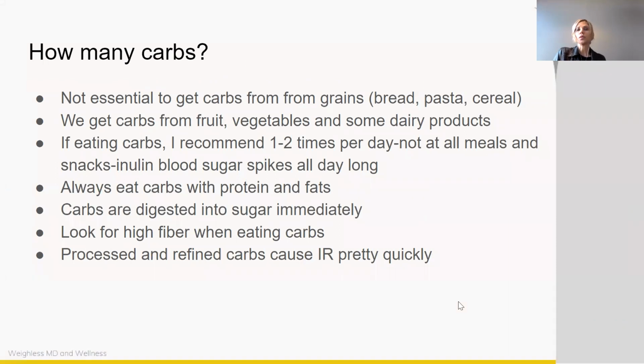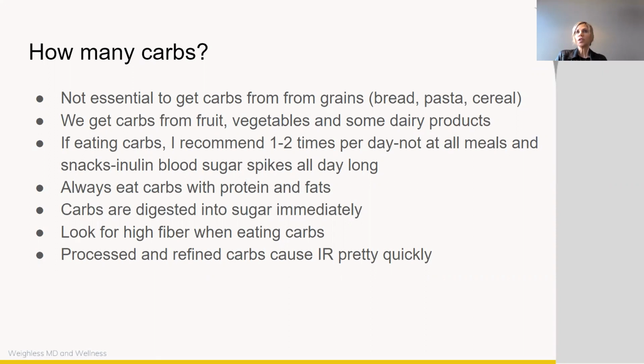So most people will first want to know, how much should I eat? How many grams of carbohydrates should I consume? While everyone is so completely different, I think it's important to understand that carbohydrates from pasta, bread, cereal, etc., are not essential. We actually could live our entire life without those types of foods, because we get carbohydrates from fruits, vegetables, some dairy products, and that is more than enough to provide our cells with energy.